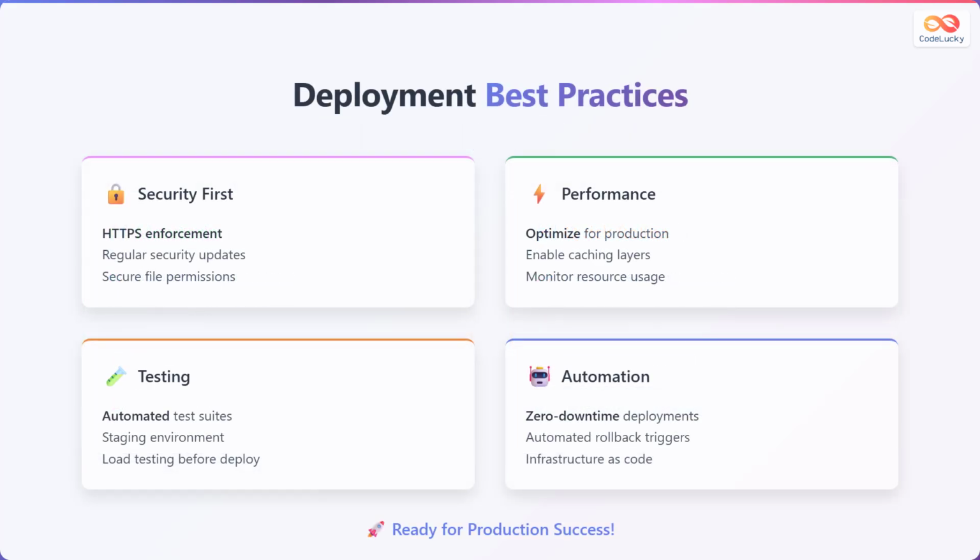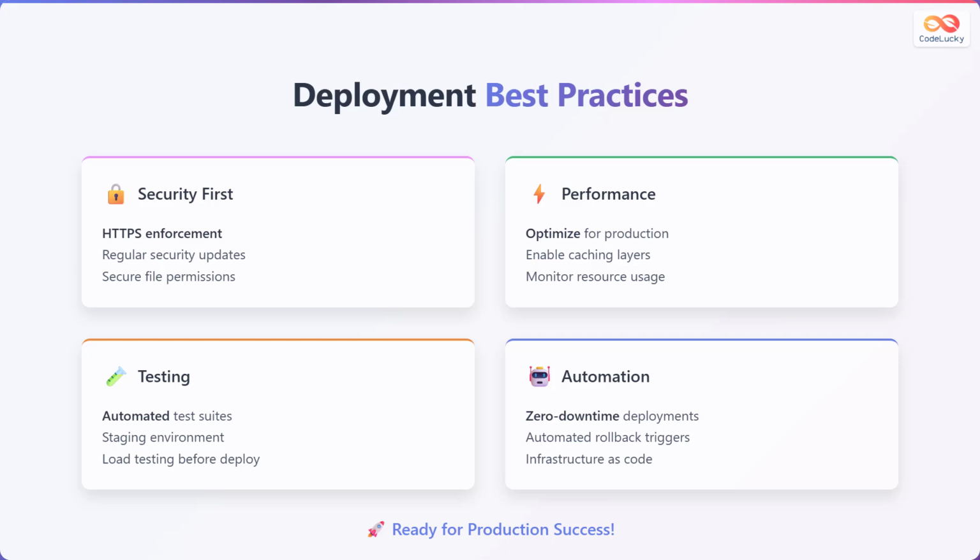Let's review some deployment best practices. Security first, which ensures Hypertext Transfer Protocol secure enforcement, regular security updates, and secure file permissions. Next is performance by optimizing for production, enabling caching layers, and monitoring resource usage. Then there is testing.